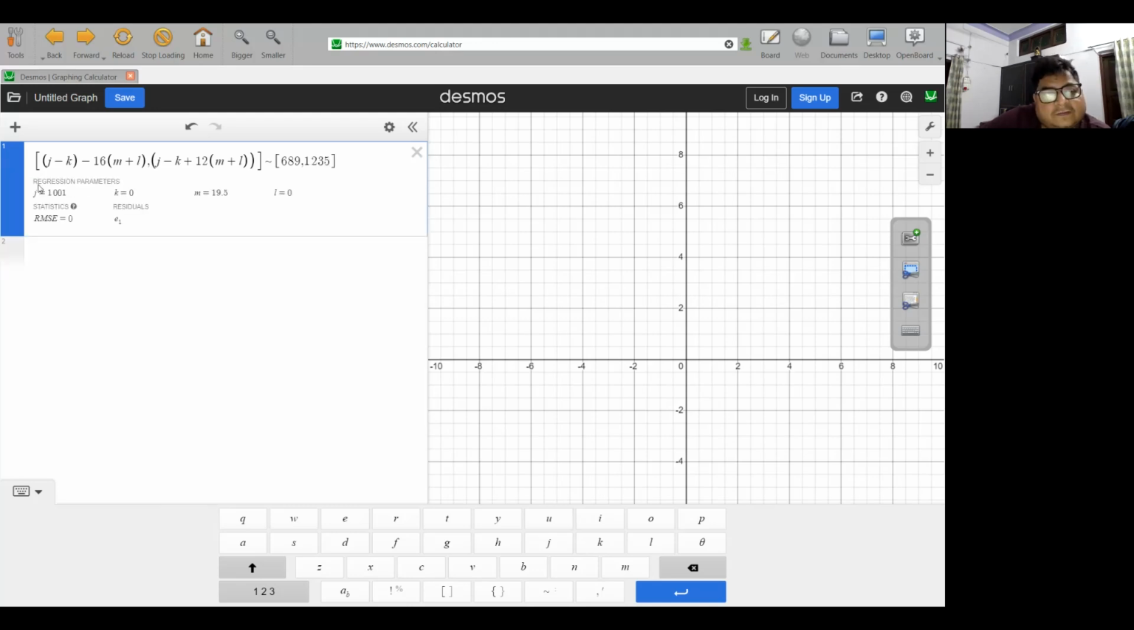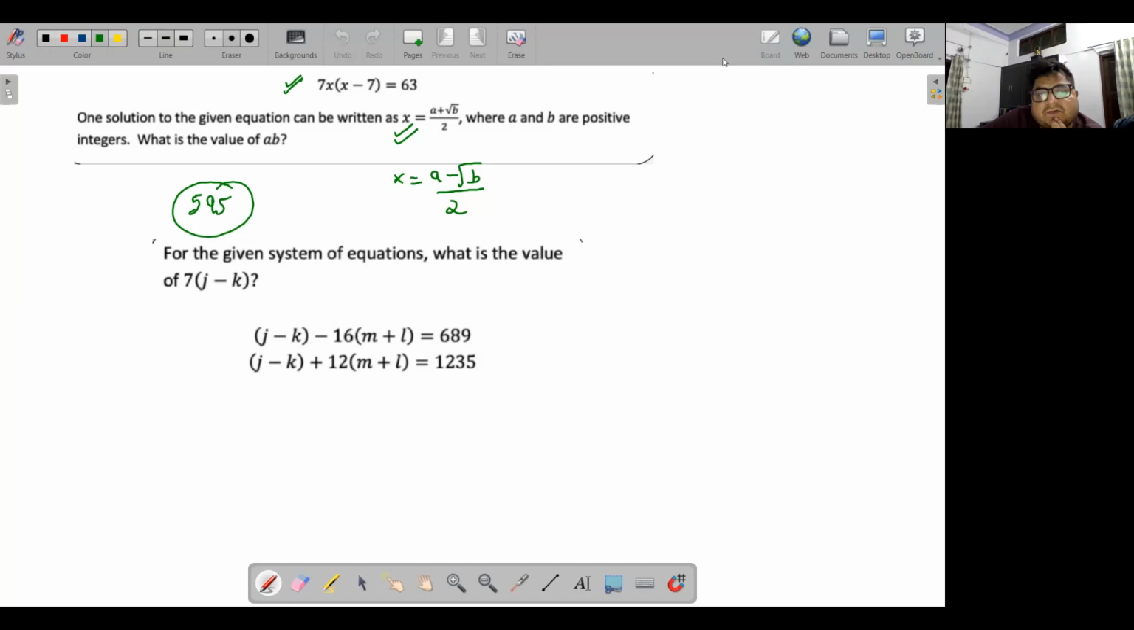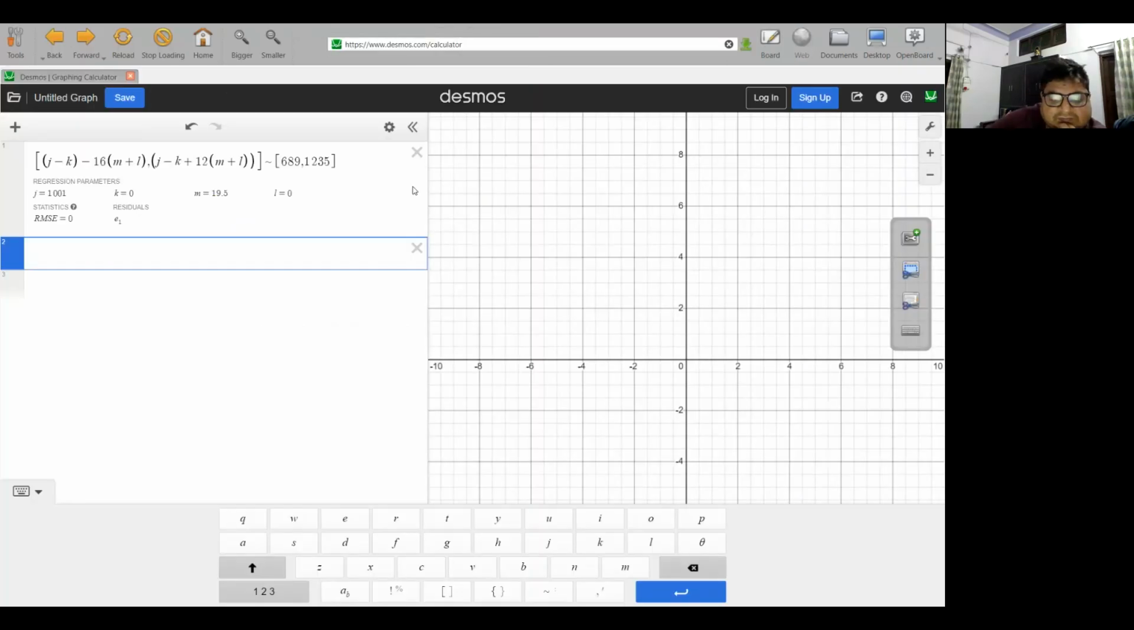Now here you can see they give you the values of j, k, m, and l, and the question asks for the value of 7(j - k). 7(j - k) is 7007.